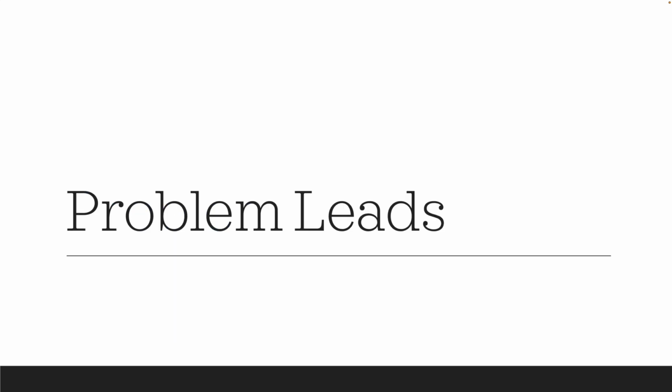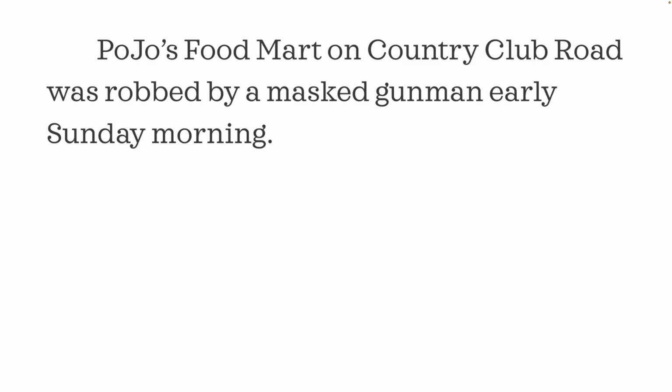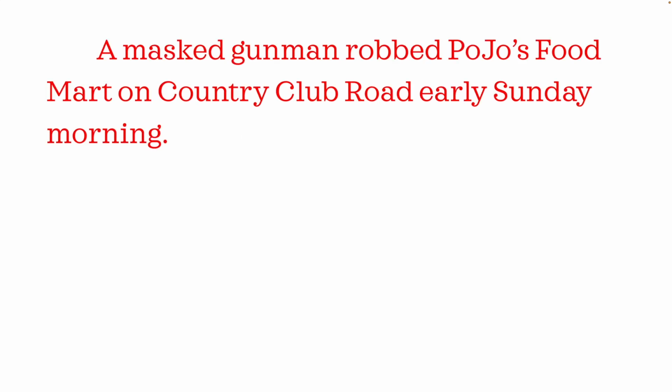All right, I'm going to give you just a few little examples here of some problem leads. You can pause it and look at it and decide what you think it should be, and then resume the video. Pojo's Food Mart on Country Club Road was robbed by a masked gunman early Sunday morning. Okay, was robbed by a masked gunman should be definitely a flag there. We see that this is passive. How can we make it active? Who's doing the acting? The masked gunman. So a masked gunman robbed Pojo's Food Mart on Country Club Road early Sunday morning.